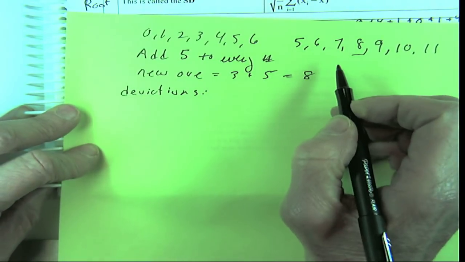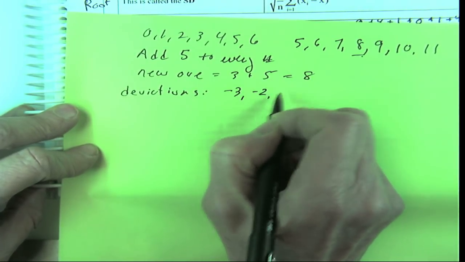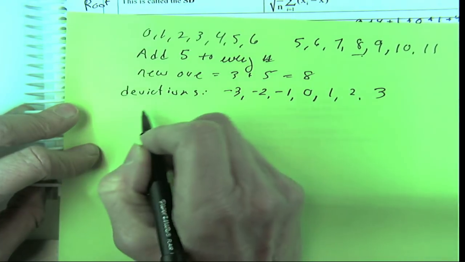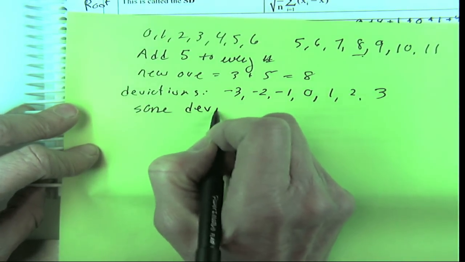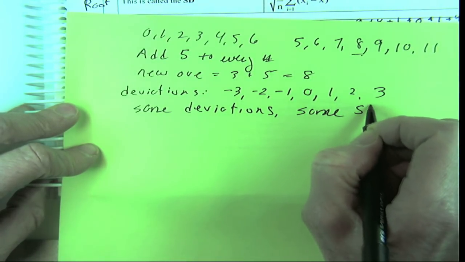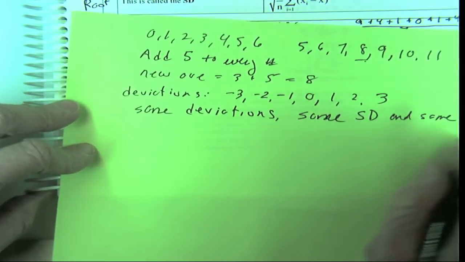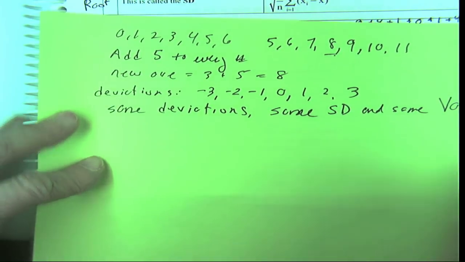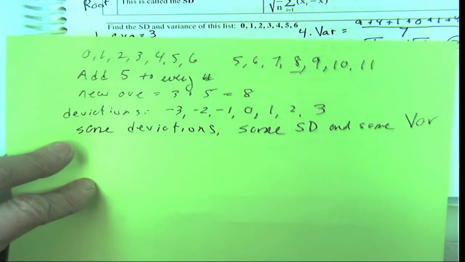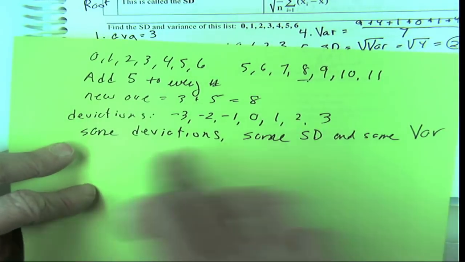If you subtracted 8 from each number on this list, you'd get the same deviations, right? So obviously you'll have the same SD and same variance. Does that make sense to everyone? Okay, so you just shifted it. You didn't change the shape. I don't have room to put that on the notes, but you can write it somewhere.